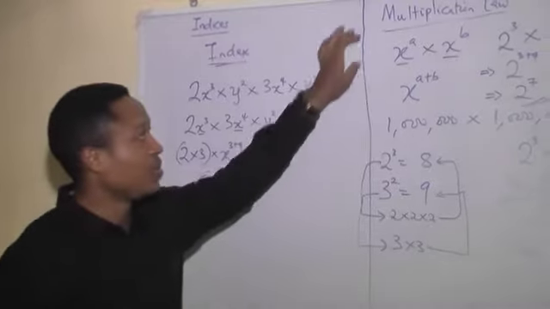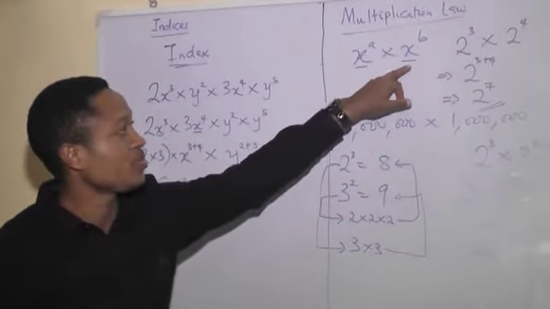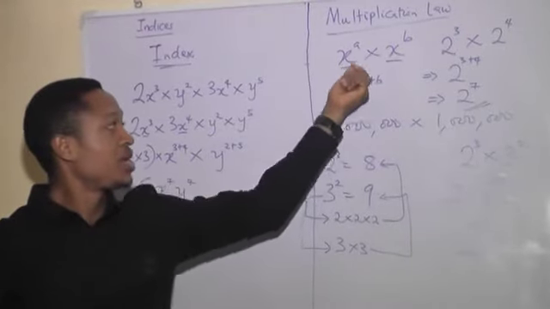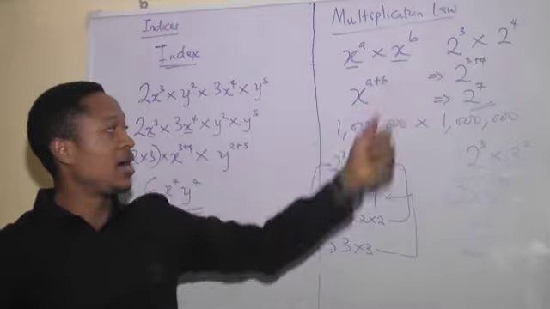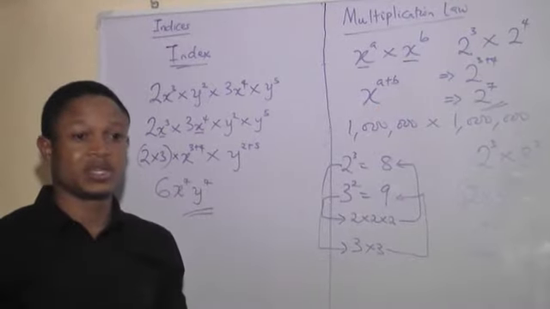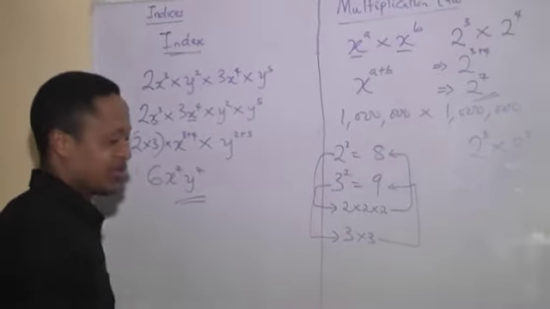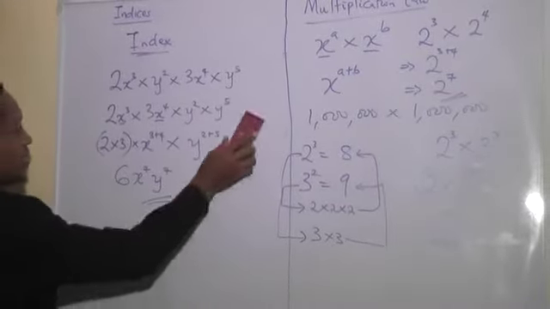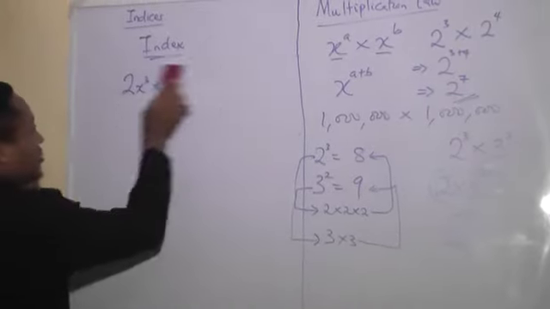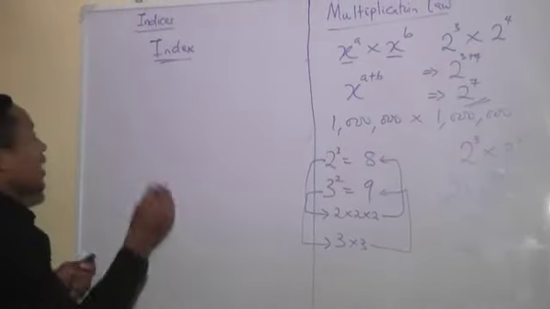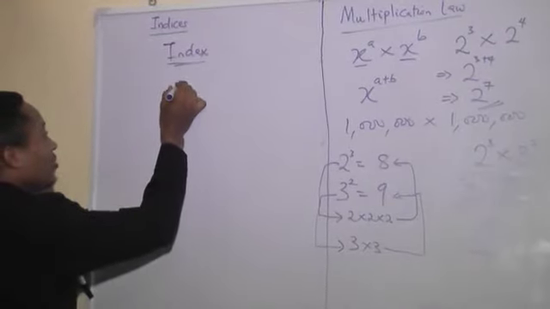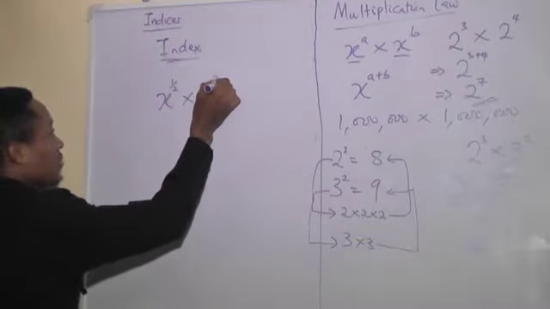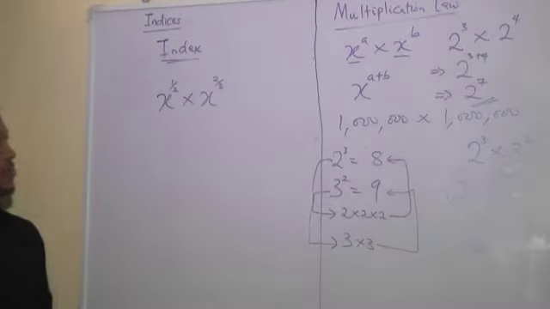So basically, in multiplication law, if you have two indices having the same base, multiplying themselves, pick out the single base and add up our powers. That's all about multiplication law. So let's look at another example that is a bit different from this. Let me say I have something like x raised to the power of 1 over 2 times x raised to the power of 2 over 3. Can my law hold here?